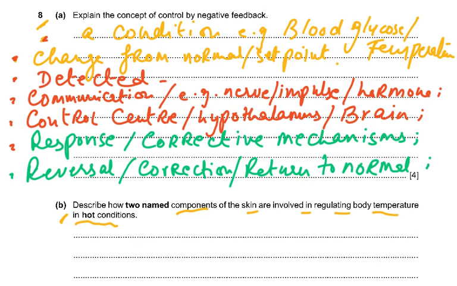Now, as you can see here, I've given it to you in writing. How would you write it? Many of you sometimes say, okay, Miss Par, we know it, but we don't know how to write it. So let's talk about a condition like blood glucose, or you can even say temperature. So there's a change from the normal.